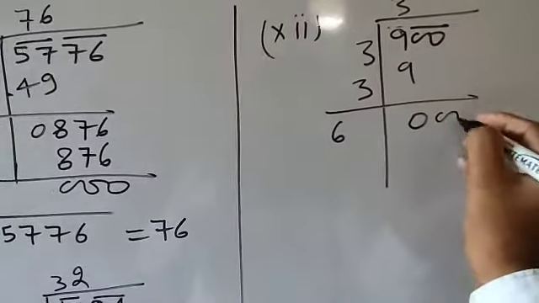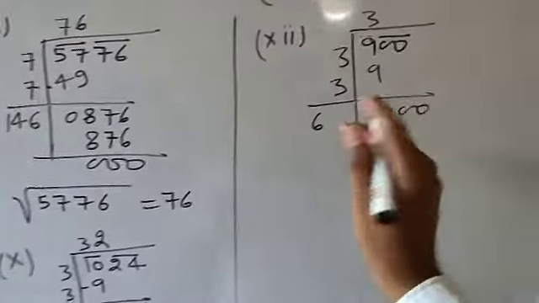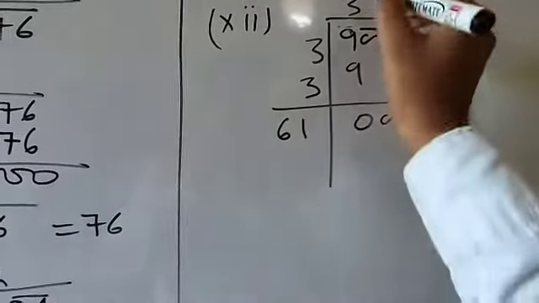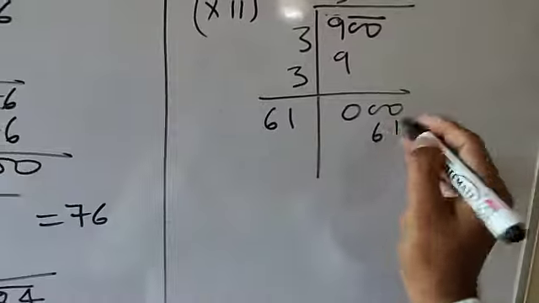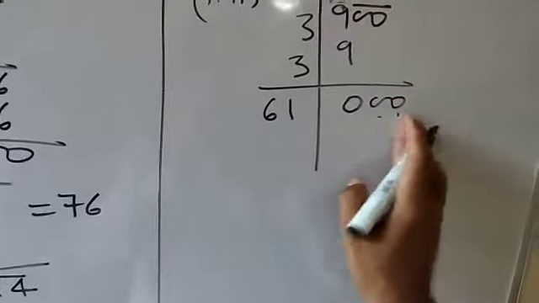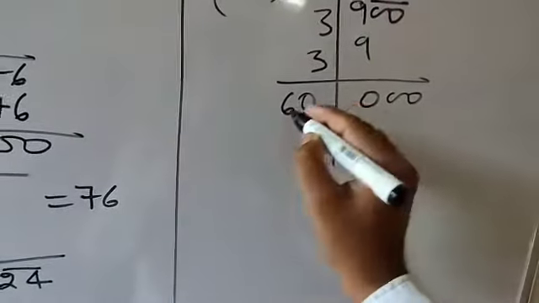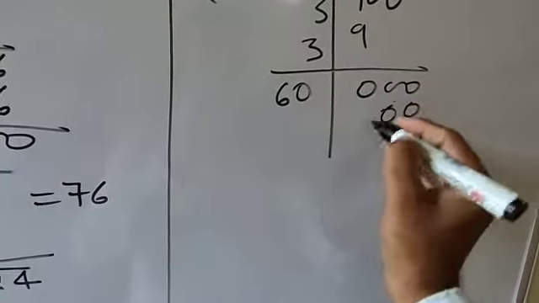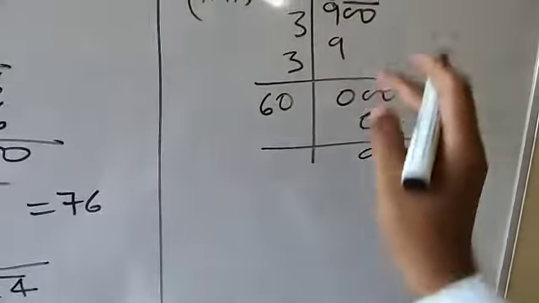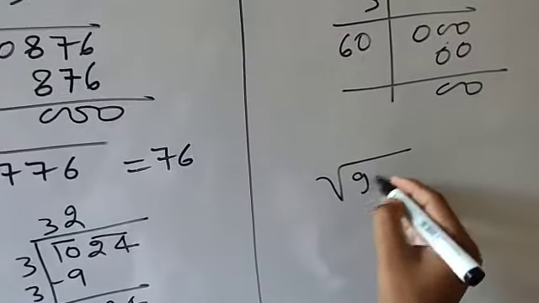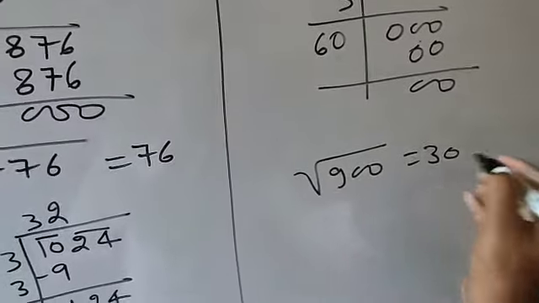Now you will put the next pair. Now here if you are going to put 1, then here you will keep 1, 1 1 ja 1, 1 6 ja 6, 61. That will be greater. So 1 can't be put here, it means you need to put here 0. Then 0 into 0, 0, 0 into 6, 0. So what is that number? 30. So square root of 900 equal to 30.